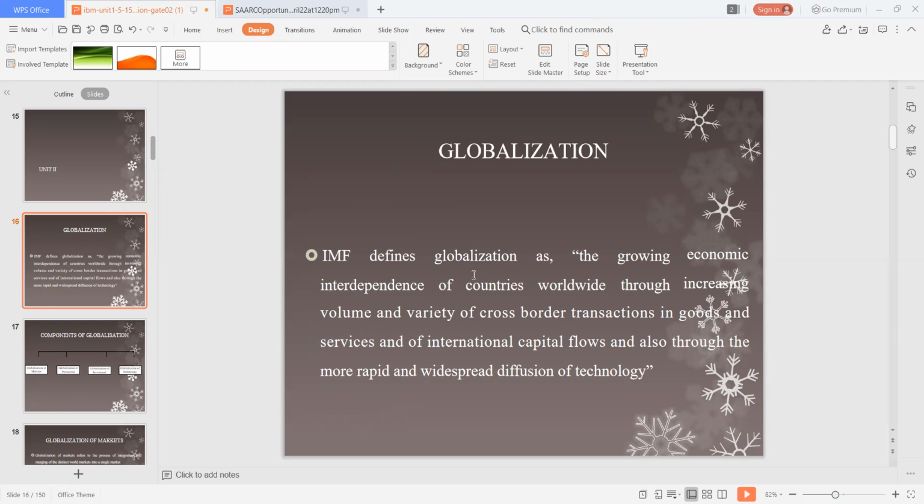Globalization. The International Monetary Fund defines globalization. The IMF defines globalization as the growing economic interdependence of countries worldwide through increasing volume and variety of cross-border transactions in goods and services, and of international capital flows, and also through the more rapid and widespread diffusion of technology. Sometimes it's called a global village also. So technology plays an important role here.